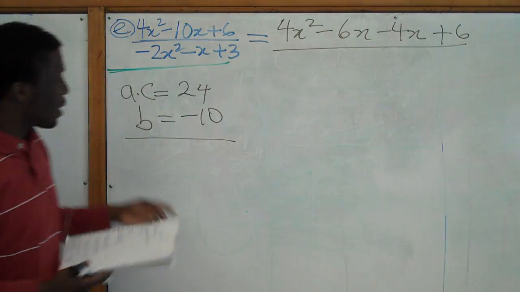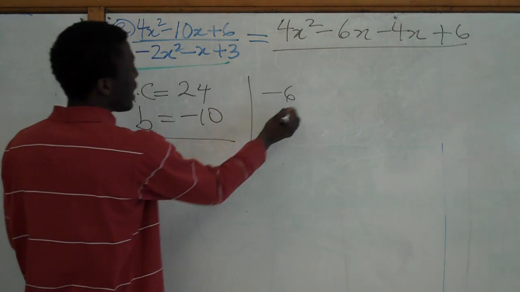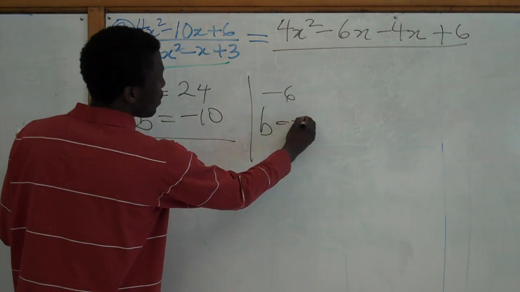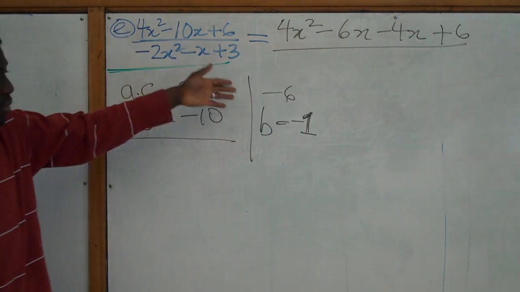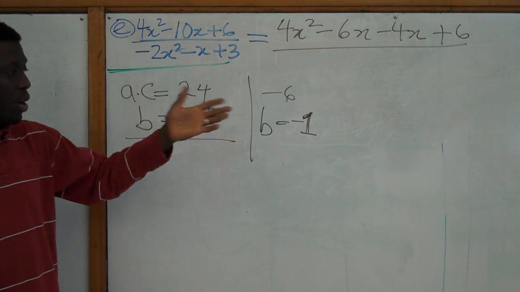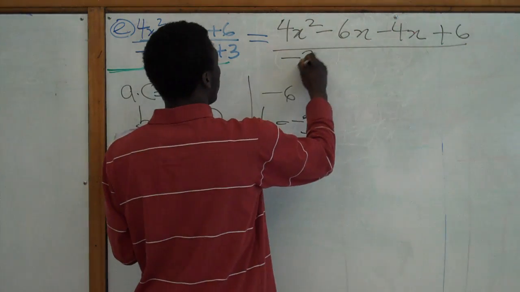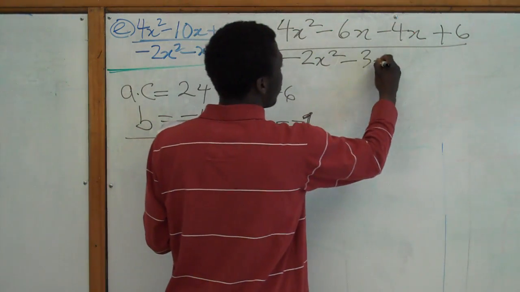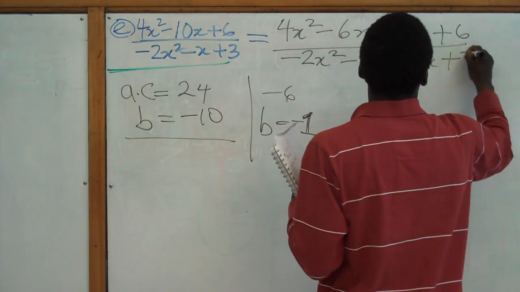And then on the bottom, your AC for the second one is minus 6 and your B is minus 1. And so you're looking for two numbers that when you multiply them together give you negative 6, and when you add them you get negative 1. And those numbers are minus 3 and 2. And so you get minus 2x squared minus 3x plus 2x plus 3.